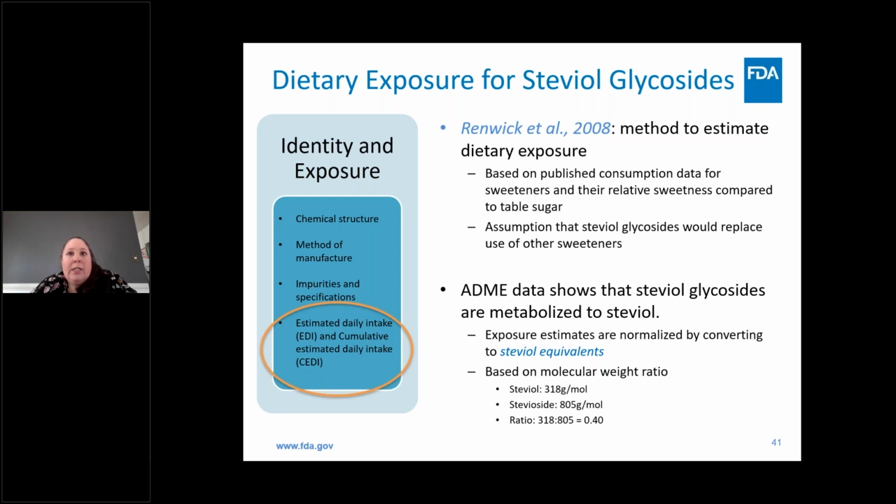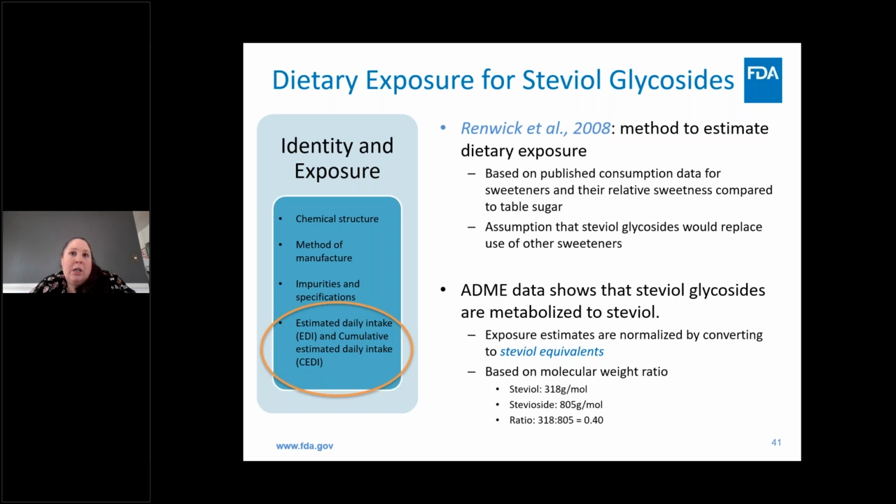And so additionally, oftentimes our submissions are for one particular stevioglycoside, such as rebaudioside A, and we need to compare the EDI from that rebaudioside A to the ADI from the tox studies. And many of the tox studies were done with stevioside. So we have to be able to normalize between rebaudioside A, rebaudioside M, for example, to stevioside. And fortunately, we can do this because all of these stevioglycosides share the same common steviol backbone.